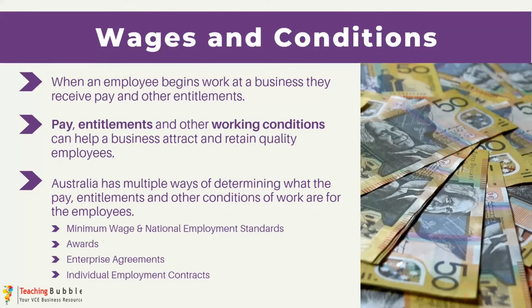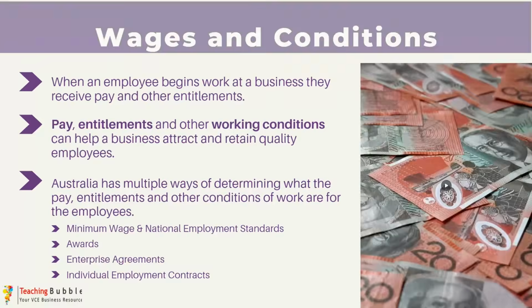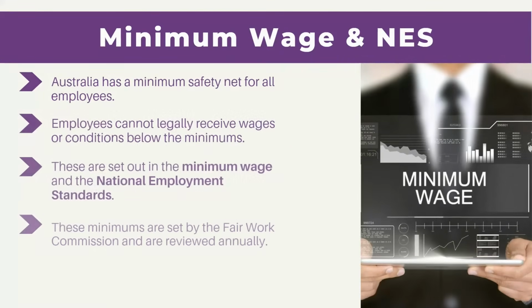Now, there are a few different ways of determining the pay, entitlements, and other conditions of work for employees. They include the national minimum wage and national employment standards. We also have awards, enterprise agreements, as well as individual employment contracts. So let's firstly look at the minimum wage and national employment standards.